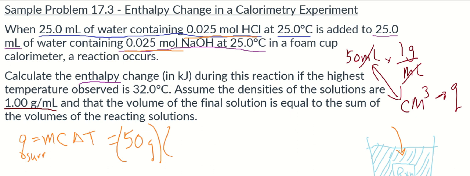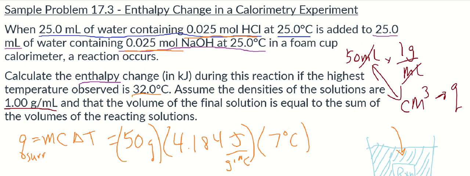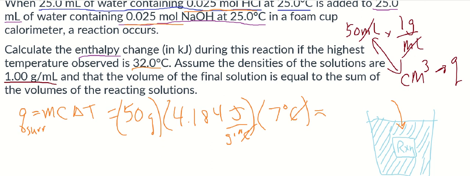The C is the specific heat of water, which is 4.184 joules per gram per degree Celsius. And change in temperature is 32 minus 25 is 7. Do final minus initial, right? So this is going to be positive. 7 degrees Celsius is the change in temperature. The Celsius is going to cancel, the grams is going to cancel, and we get 1,464.4, but we're not going to need all those sig figs. And this is in joules.